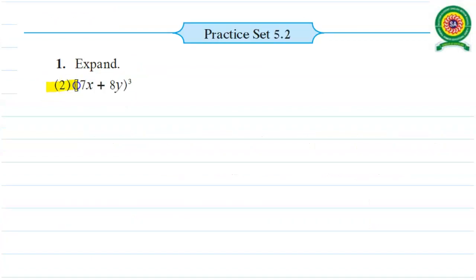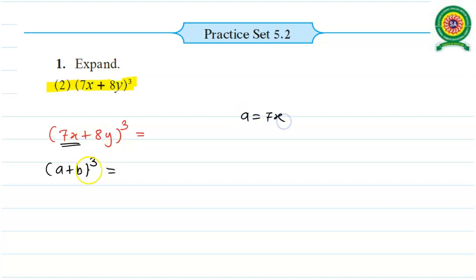Now look at the second sub question, expand 7x plus 8y the whole cube. So we have to expand 7x plus 8y the whole cube. Let us try to pair it with a plus b the whole cube, so that now the a value becomes 7x and the b value becomes 8y. So I am writing the a and b values here.